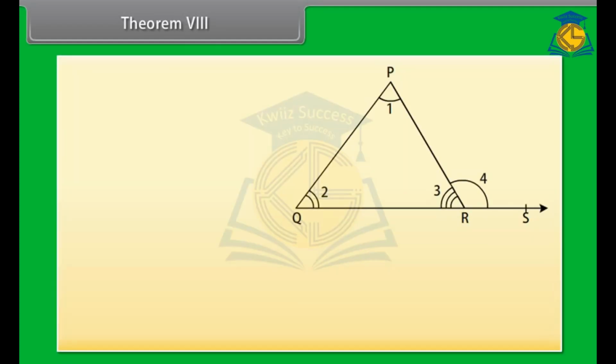Theorem 8. Do you remember about the exterior angle of a triangle? Look at this figure. Here side QR is produced to point S. Angle PRS is called an exterior angle of triangle PQR. Is angle 3 plus angle 4 is 180 degrees? Yes, angle 3 plus angle 4 is 180 degrees because these are linear pair angles.